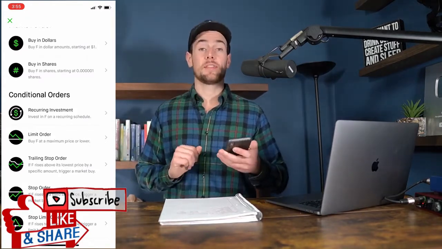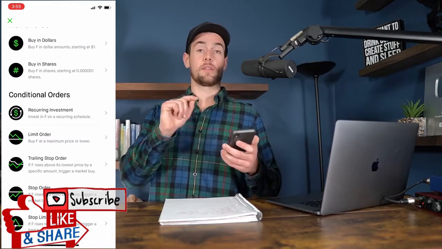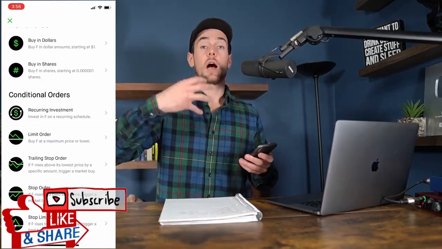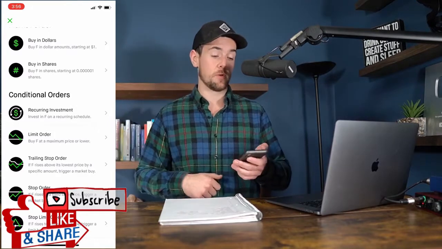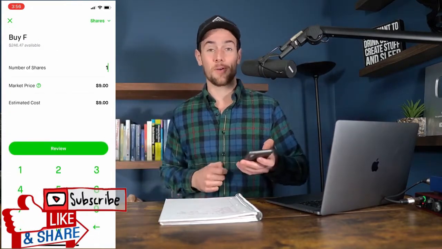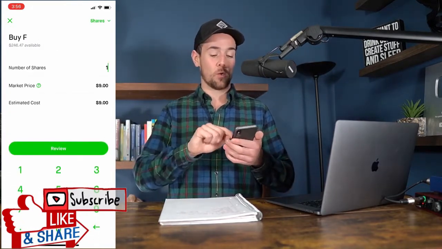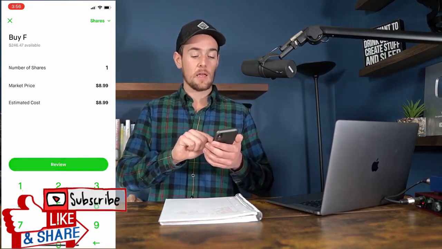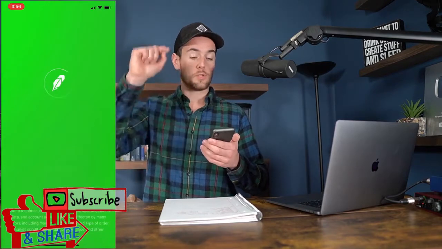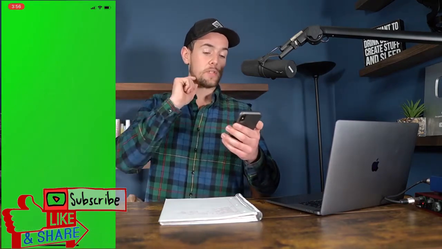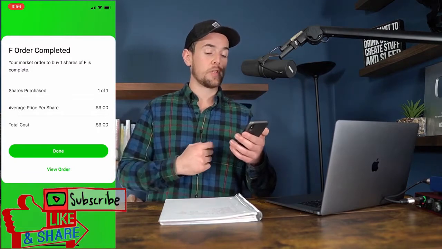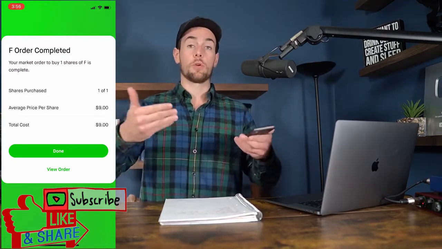The other option you can set up here is recurring investments into this stock. So if you wanted to put money into Ford stock every single week on a recurring basis, you are able to do that. But the market's about to close, so let me go ahead and execute this order. So I'm looking to buy 1 share at a market price of $8.99. Click review and then swipe up to submit, and then you're going to see them close that order. So 1 share of Ford was just purchased at $9 per share.